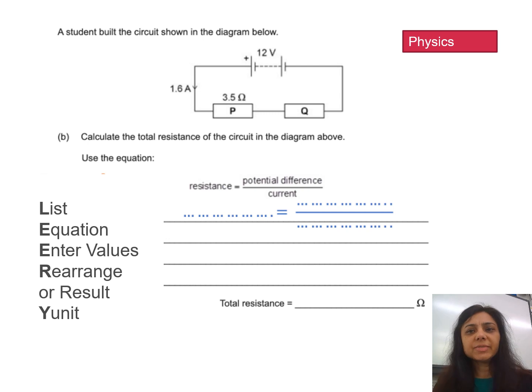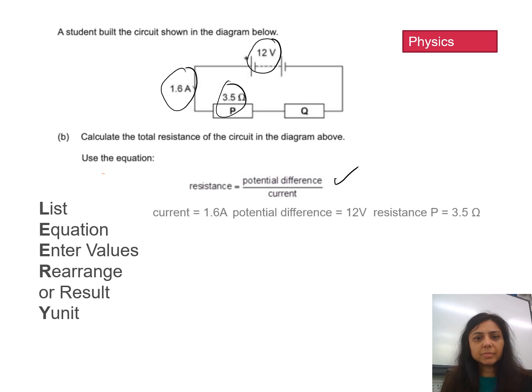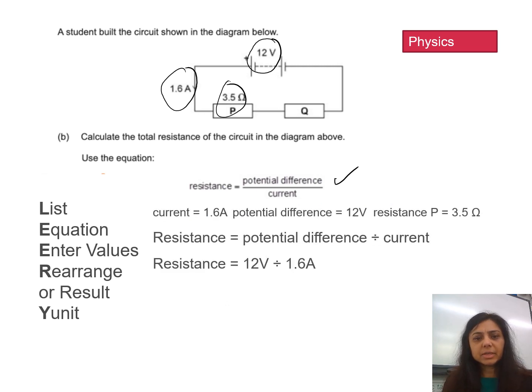Here we're going to use another physics example, of electricity. As you can see, you've been given the voltage, the current, and resistance. You've also been given the formula, which you can then write down, listing what we've got, writing down the formula, and putting in the values. Again, no need to rearrange because the formula has been written in that way. And finally, write the units.